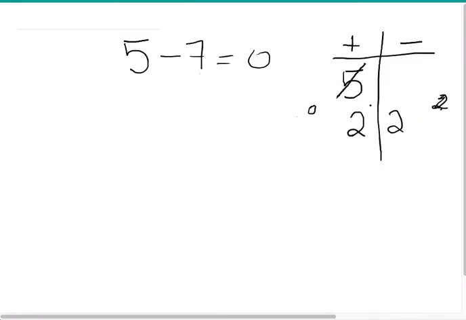So then I will take away these positive 2's, because I have to take away positive 7. You can see that I've taken away positive 7, and on this side, I'm left with a negative 2. So my answer here is negative 2. Let's try another example.